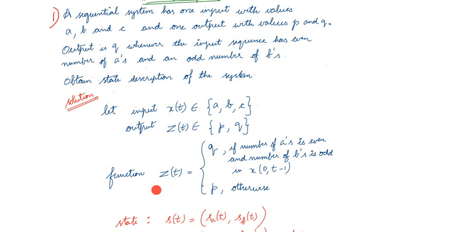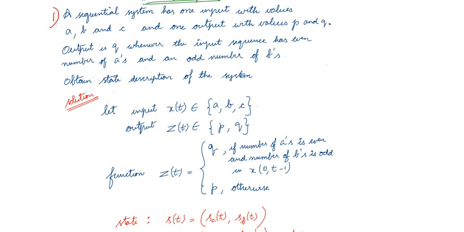Then what is the function? Output z is equal to q. Look at this statement: output is q whenever the input sequence has an even number of a's and an odd number of b's. So output z of t is equal to q if the number of a's is even and the number of b's is odd in 0 to t minus 1. Look at the time. Output I am taking at the time t. So before time t, what is the meaning? 0 to t minus 1, that is before the time t.